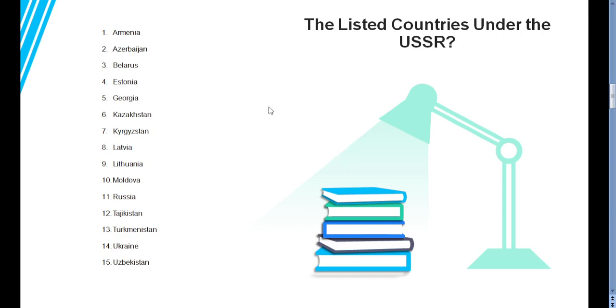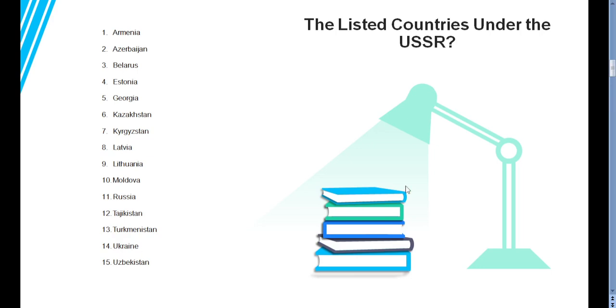First is Armenia, Azerbaijan, Belarus, Estonia, Georgia, Kazakhstan, Latvia, Lithuania, Moldova, Russia, Tajikistan, Turkmenistan, Ukraine, and Uzbekistan.